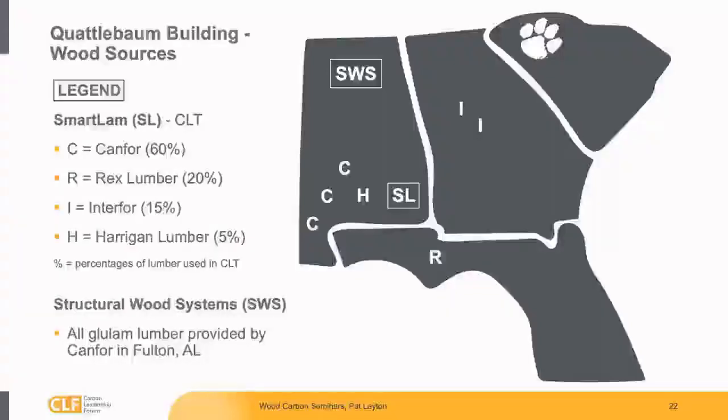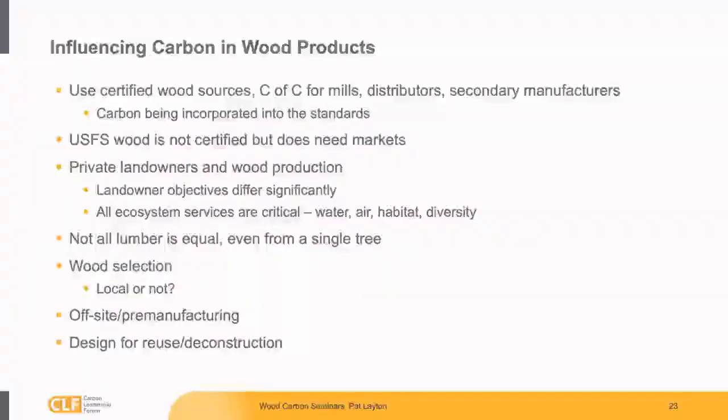So, influencing carbon and wood products. Again, we've talked about use of certified wood sources, and thinking about that all the way through the distribution and manufacturing process is important. Remember that U.S. Forest Service wood is not certified, but it is well managed, and they do need markets for their wood. So using their wood is really important when we're trying to manage our forest to reduce wildfire and other types of problems, pests, insects, things like that.